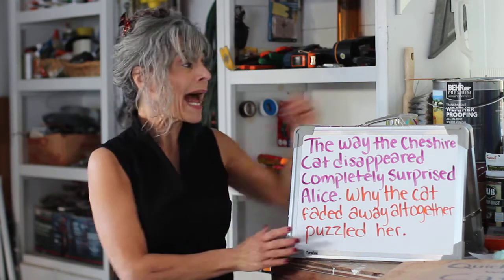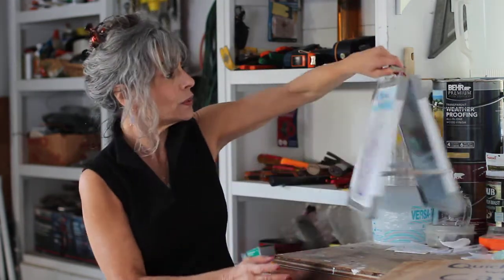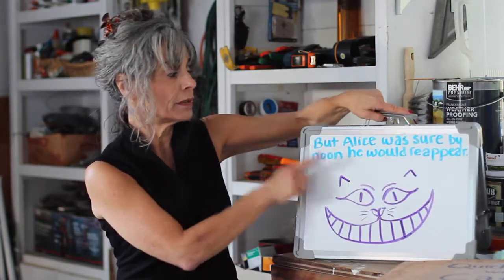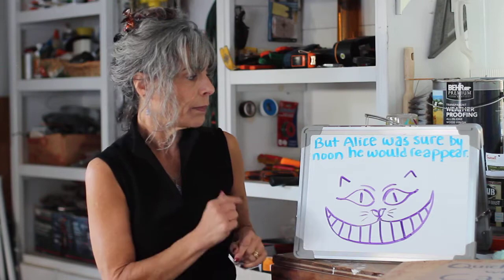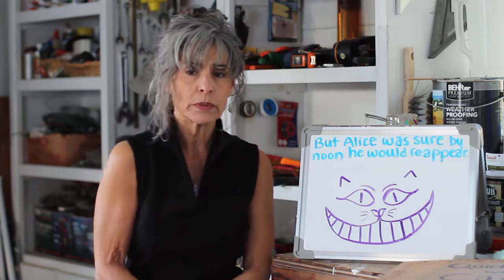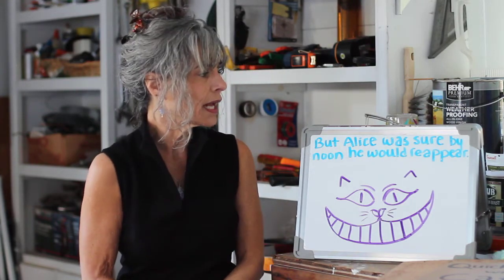"All right," the cat says, and vanishes quite slowly, beginning with the tip of his tail and ending with his grin. But Alice was sure by noon he would reappear. Wait, does that mean by noon Alice was sure he would reappear? Or does that mean that Alice was sure he would reappear by noon?